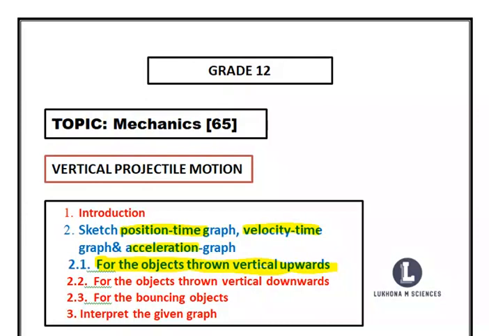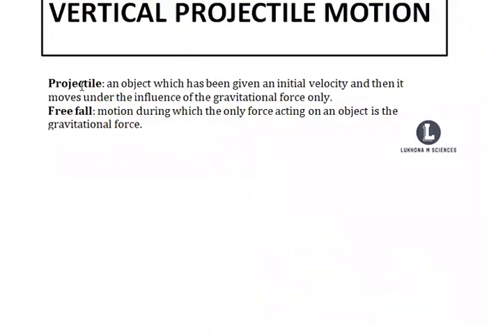Remember, we defined free fall and a projectile. We said the projectile is an object which has been given an initial velocity and then it moves under the influence of gravity or gravitational force only. Free fall is the motion during which the only force acting on an object is the gravitational force. Okay, so we are going to draw graphs.